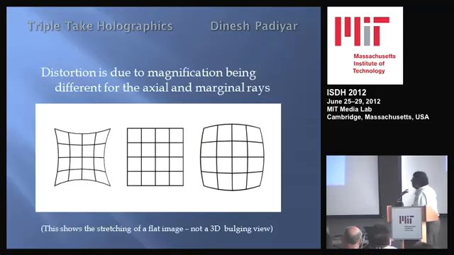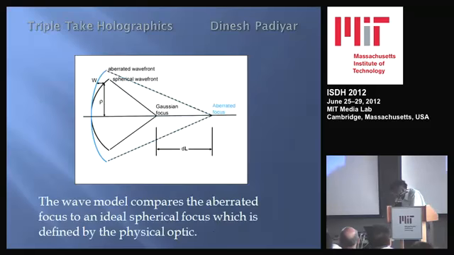And distortion is because the diagonal magnifications are different from the magnifications perpendicular and along the axis. So you have pincushion distortion here and barrel distortion here, where the magnification is less.